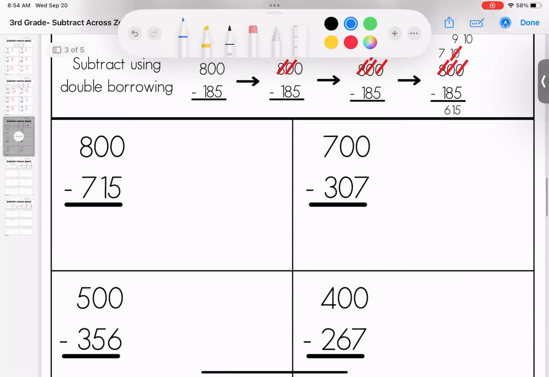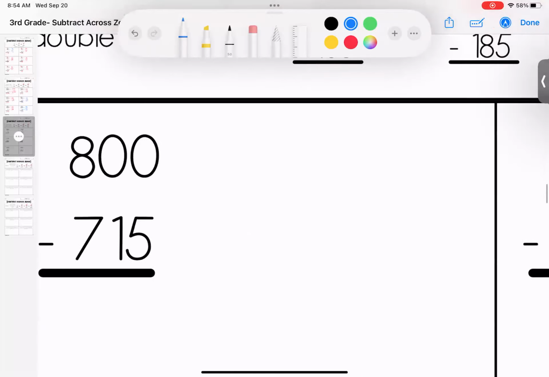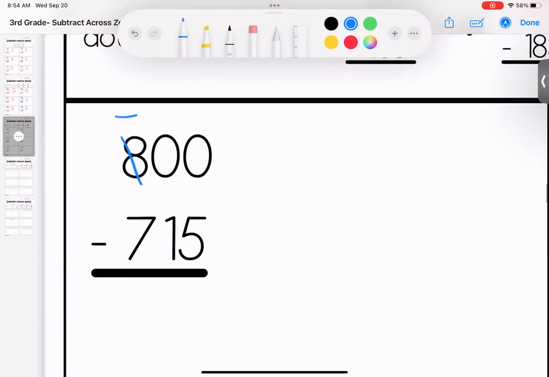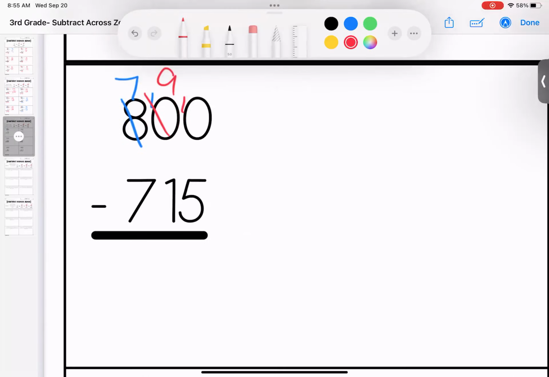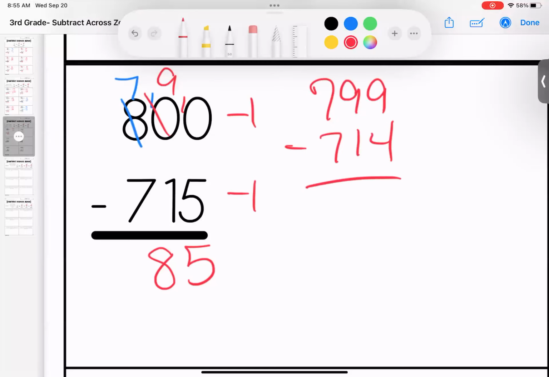All right, one more page of double borrowing, and then we get into our word problems. So starting all the way off with the 8 is a 7, 0 is a 10. 10 is a 9, 0 is a 10. Now I can subtract. 10 minus 5 is 5, 9 minus 1 is 8, 7 minus 7 is 0. Or 799 minus 714, which still gives us 85.